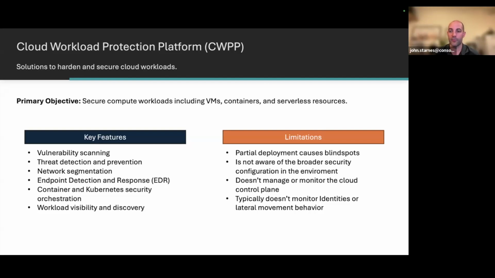These are not typically aware of the broader security configuration, so you're not looking at things at the cloud control plane layer. You're only seeing things at that individual compute resource where your agents are deployed. And then you're not managing and monitoring the control plane, and it doesn't typically look at identities and those behaviors around lateral movement, except for where those agents are deployed.